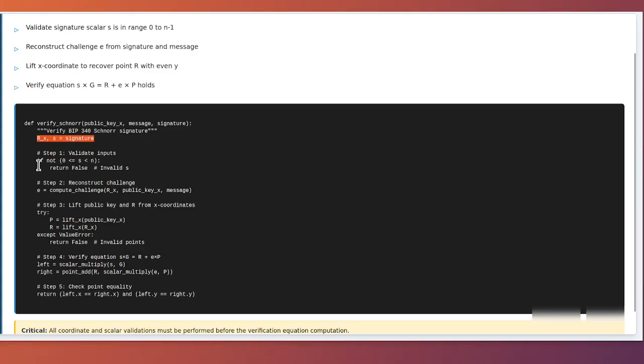The first validation step is to check that all inputs are within valid ranges. The signature scalar S must be in the range 0 to n-1. If S is negative or greater than or equal to n, the signature is invalid and we return false immediately. The public key X coordinate must represent a valid point on the curve, meaning that when we attempt to lift it to a full point, the operation must succeed. The message can be any byte string, as it will be hashed during challenge generation. These preliminary checks prevent certain edge case attacks and ensure we're working with mathematically valid values.